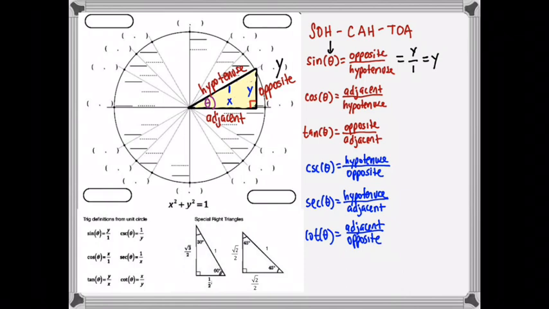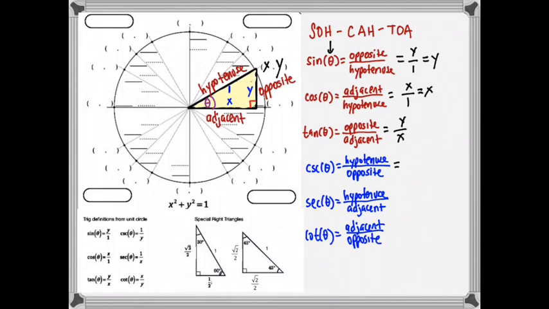And likewise, when we have the cosine, that is going to be x over 1, adjacent over hypotenuse. And so therefore, that's just going to be the x value of the point that intersects on the unit circle. And the same when we go through with the tangent, we got opposite y over x. And then the reciprocals that were just introduced a few videos ago.